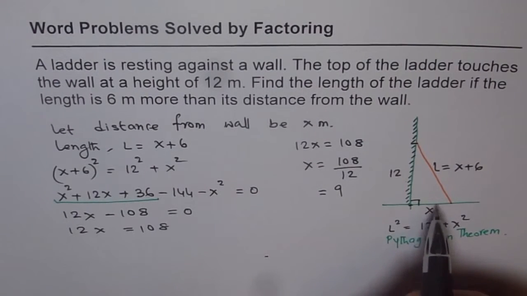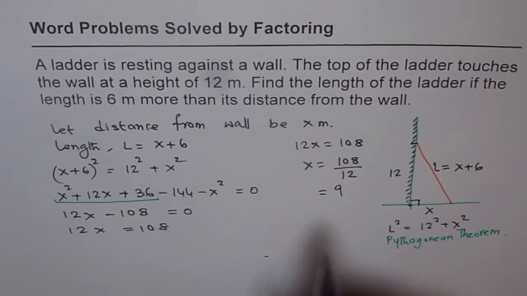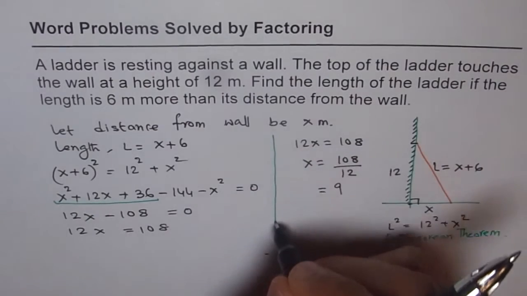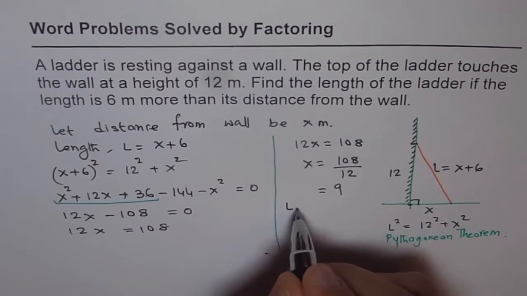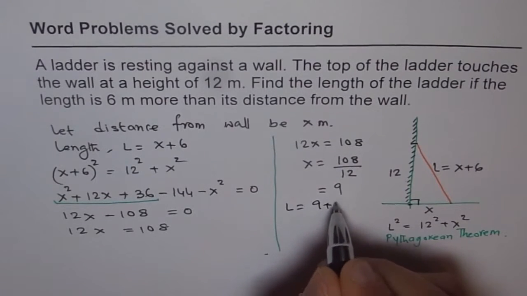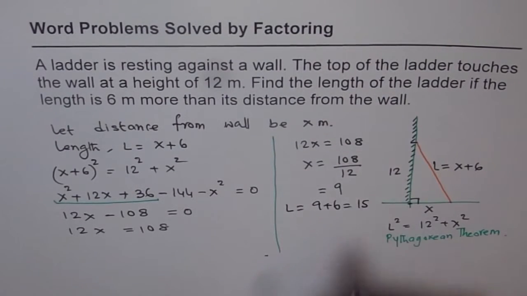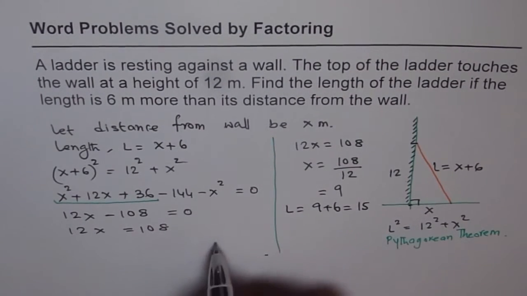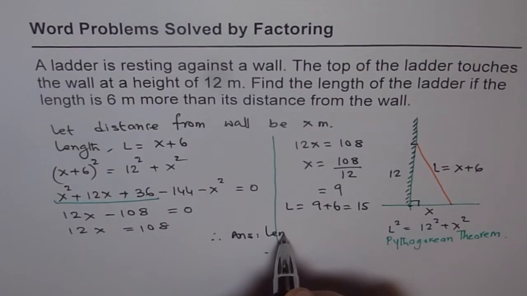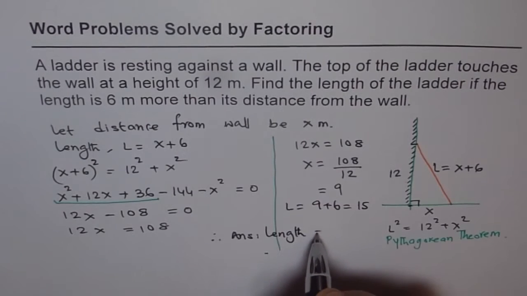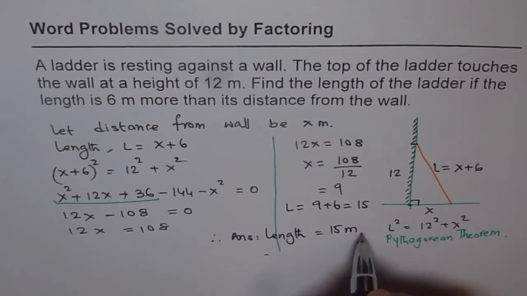So if x is 9, what is the length of the ladder? As we know here, length is 6 more than x, right? So let's write down our solution. Now here, we know x equals 9. So L will be equal to 9 plus 6, which is 15, right? So therefore, we can write down our answer. Therefore, the answer is length equals 15 meters, right?